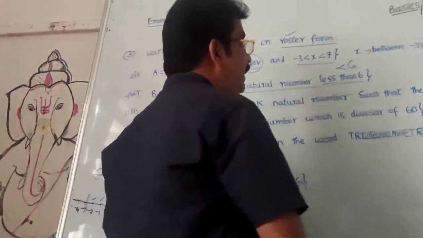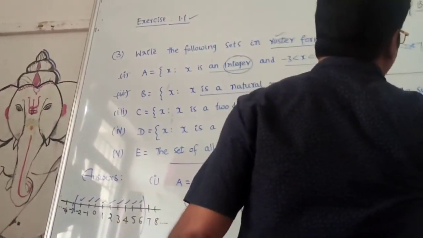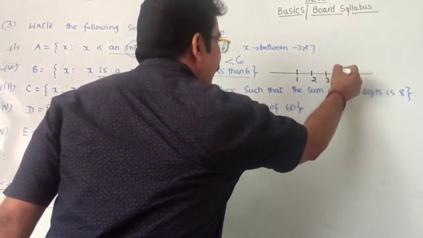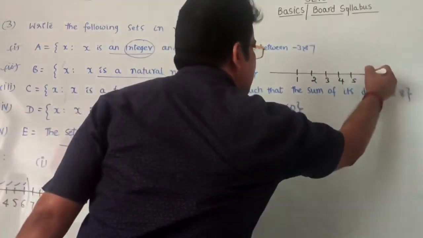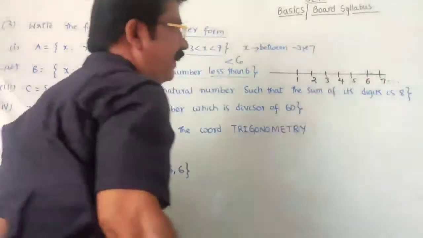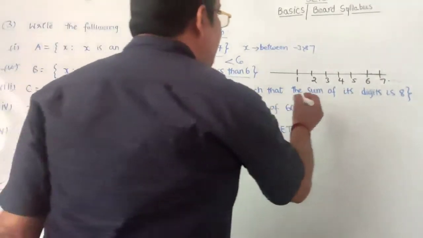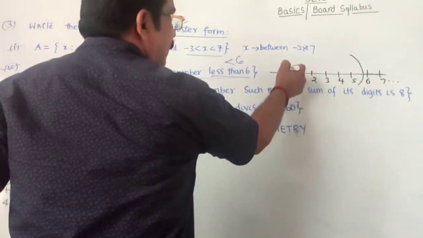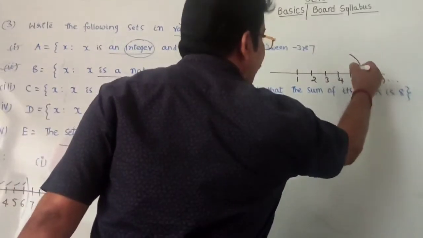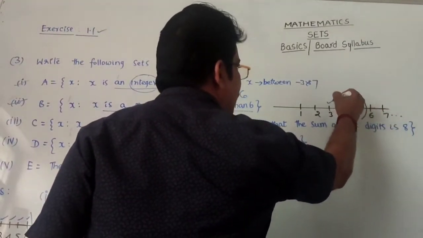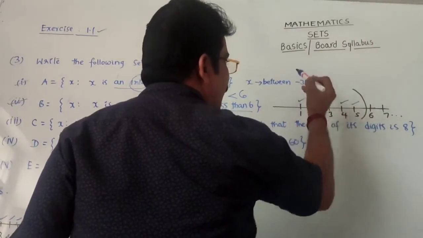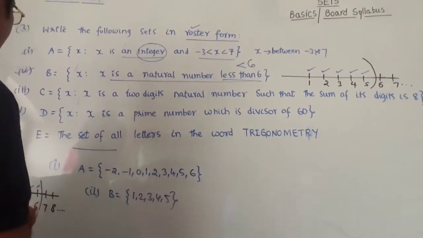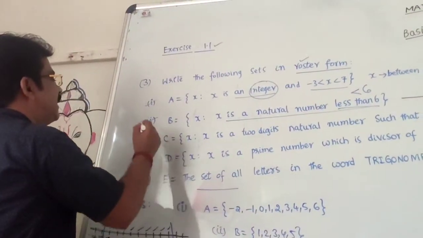On the real line, on the x-axis, suppose it is 1, 2, 3, 4, 5, 6, 7, just like that. Natural numbers are positive integers. Less than 6 means in this area. 0 is not a natural number. So 5 is a natural number, 4, 3, 2 and 1 are natural numbers. Therefore the set is 1, 2, 3, 4, 5. This is capital B.